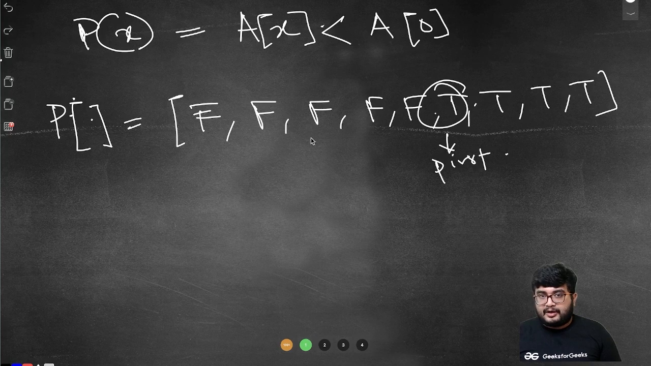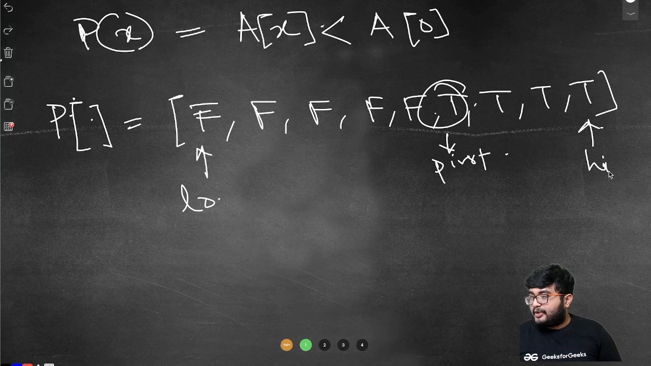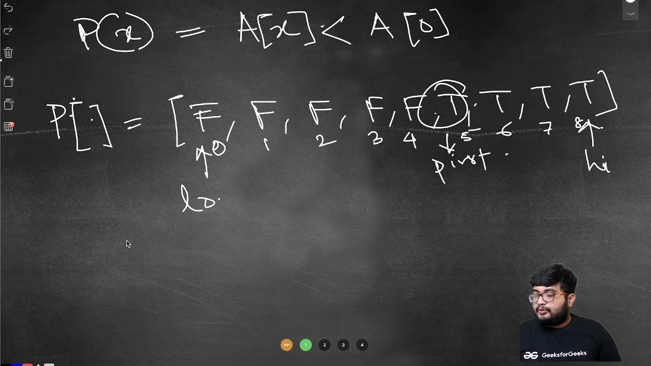Again, we have learned how to use binary search on an array like this. So let's actually do that. Our low will always point to a false, and our high will always point to a true, right? Let's write the indices down: 0, 1, 2, 3, 4, 5, 6, 7, 8. So what is the mid? Mid will be 4, so mid will be pointing to this one, right?